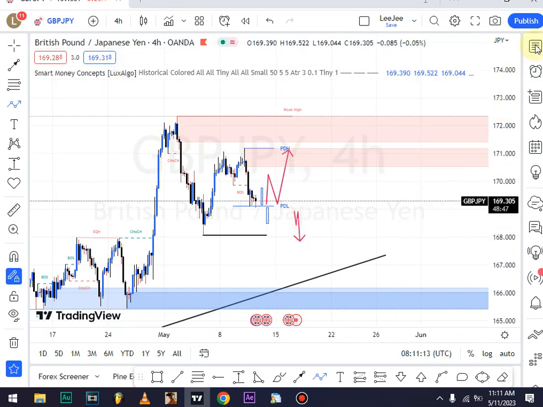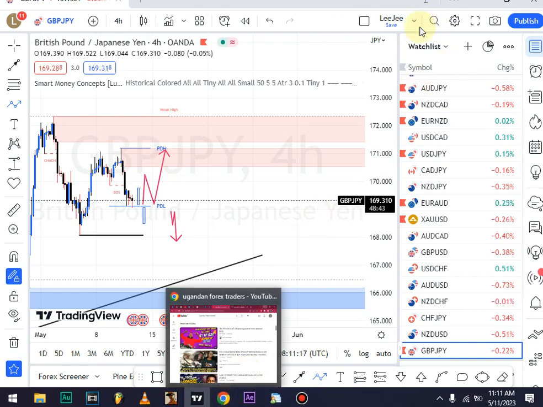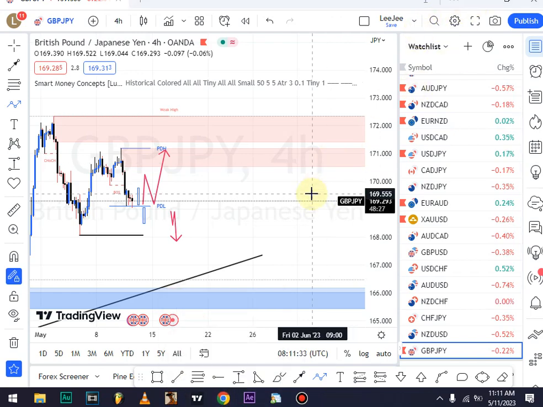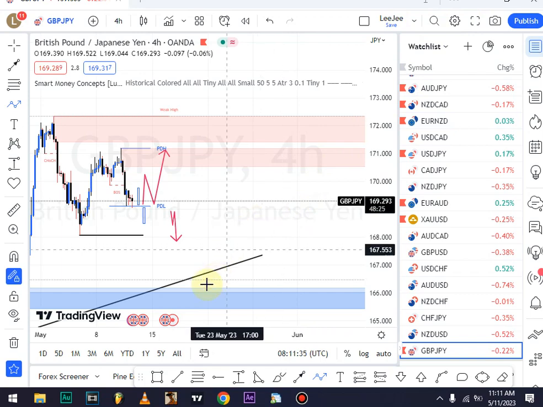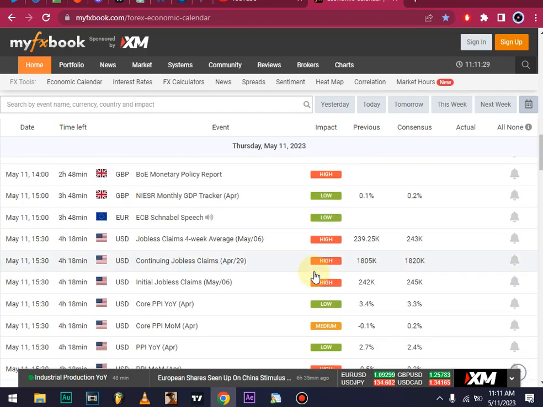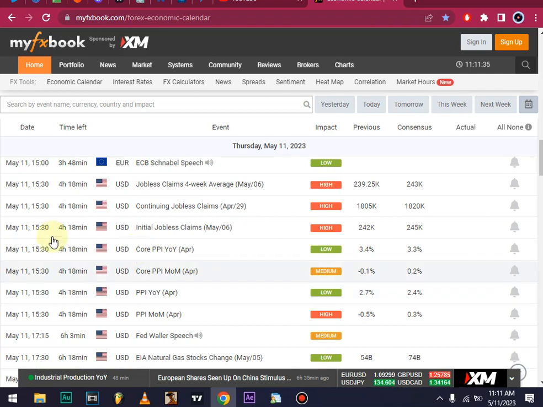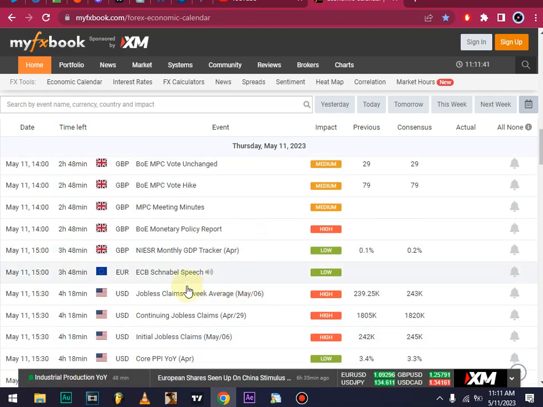So that's GBP JPY. And of course, today we have news coming also. We have news coming our way today. Let's check that economic calendar again. We have these initial jobless claims coming in the next 4 hours, 18 minutes. So probably I should not be in the market.